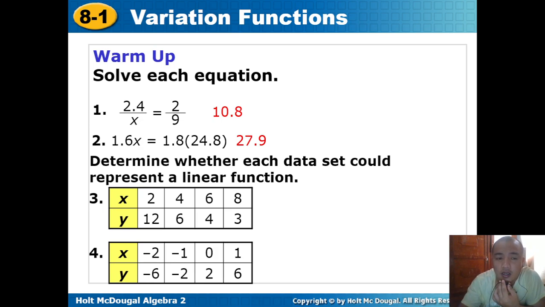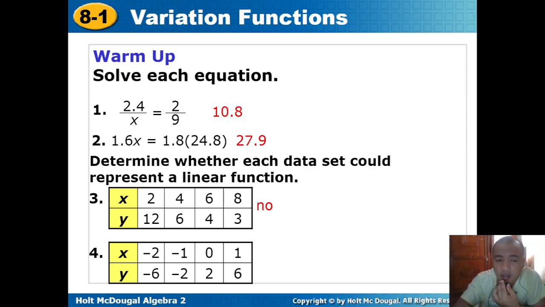Yes. Now, determine whether each data set could represent a linear function. Number 3. The x values are 2, 4, 6, 8, and the y coordinates are 12, 6, 4, 3. The answer is no, because as x increases, y decreases. So it's not a linear function anymore.